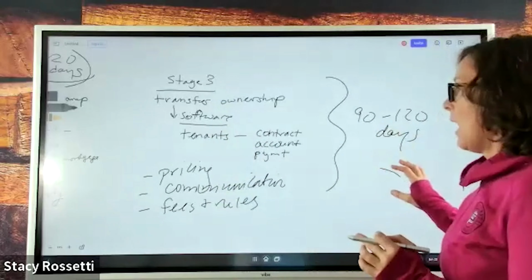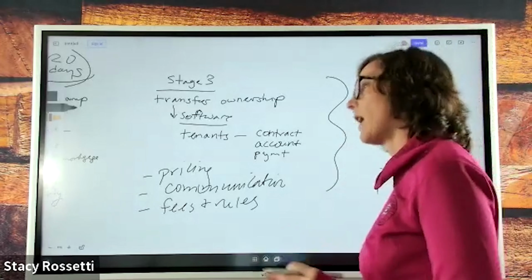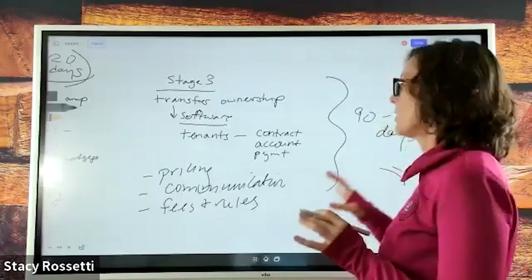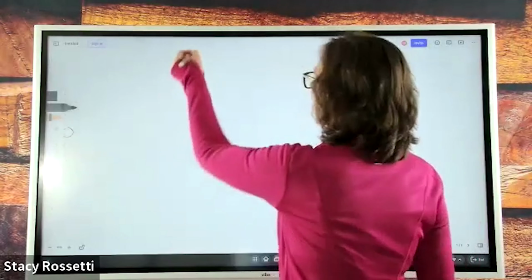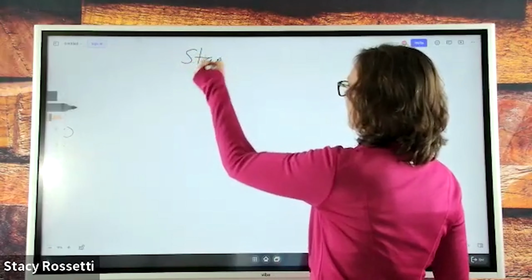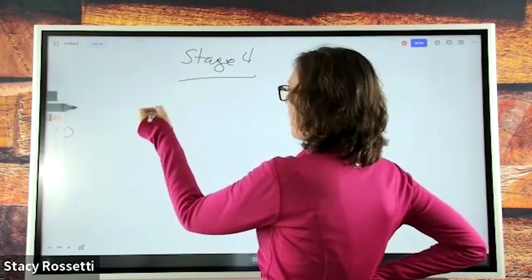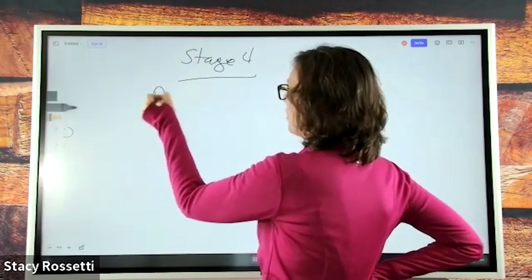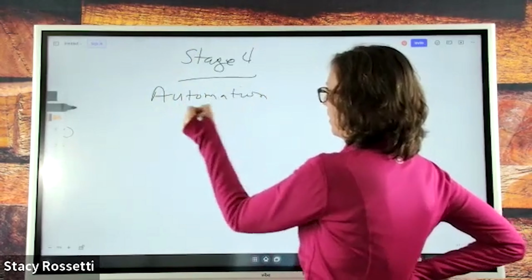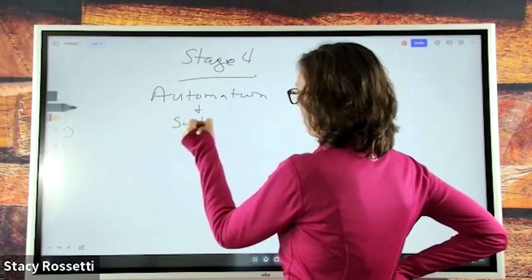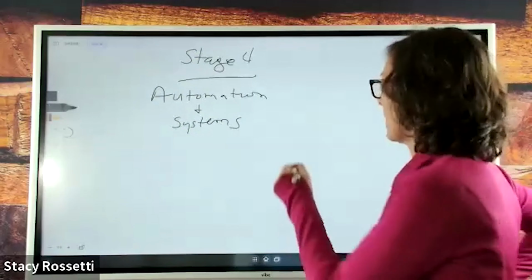90 to 120 days, you're like, okay, I feel like I can breathe. I've got most of my contracts signed, let me move on to the next stage. And then you move on to the next stage, and that is stage 4. Stage 4 is automation and systems. This is systematizing and automating everything.